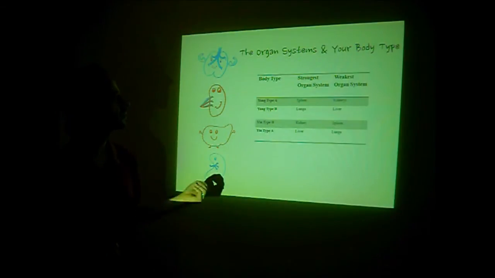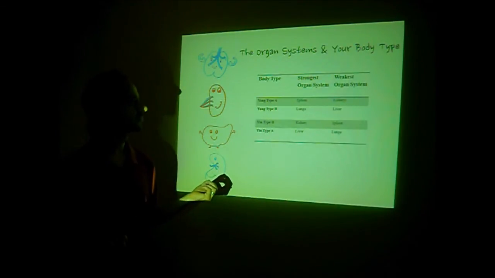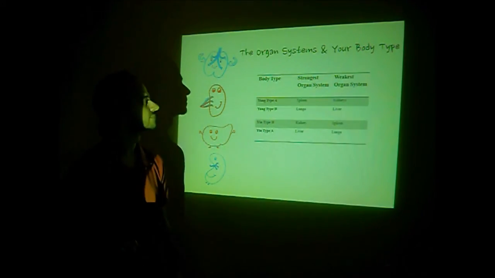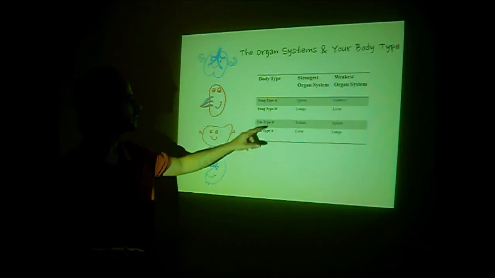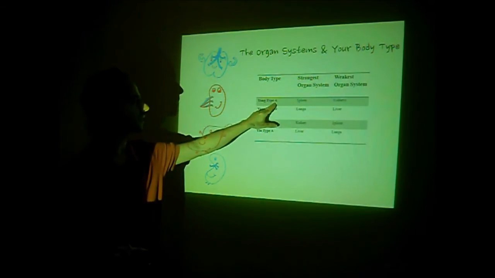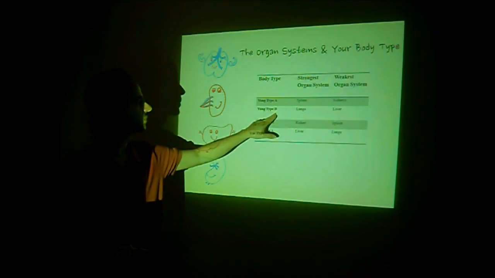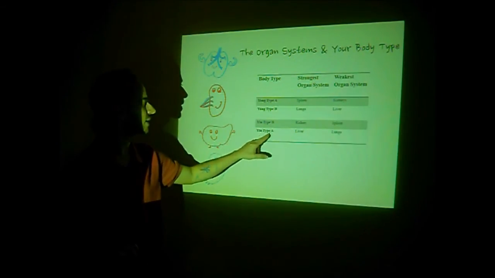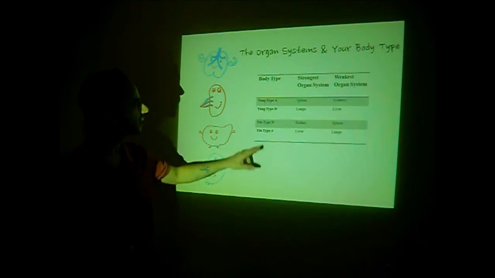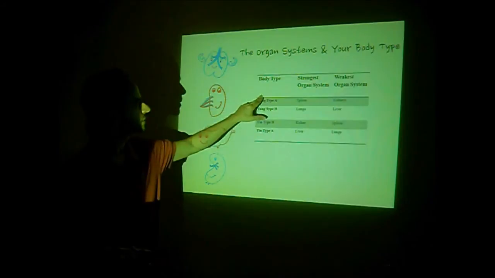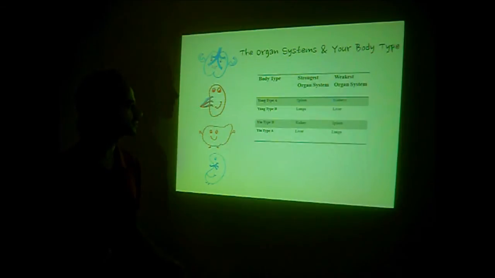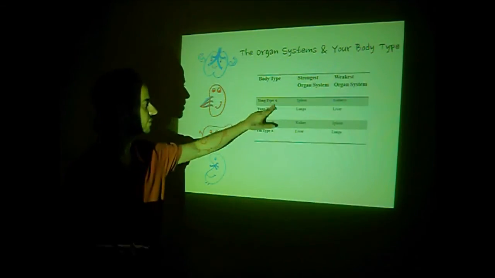So here are the organ systems of each body type. In Sasang medicine, we call it body type, but we can also call it constitution as well. The four constitutions are the Yang type A, which is the So Yang, Yang type B, which is the Tae Yang, Yin type B, which is the So Eum, and Yin type A, which is the Tae Eum. This nomenclature, this naming, basically is just to make it a little bit easier, I use these terms.